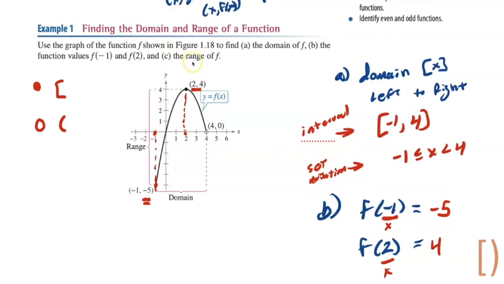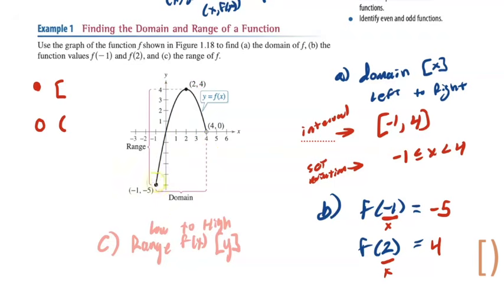Okay, last one, find the range. The range is the y values. So we're going to go low to high. When we do domain, we go left to right. So you're on the left, we go to the right. When we do the range, we go low to high, and we're doing the y values. The lowest our graph goes is down here. This is the lowest point.